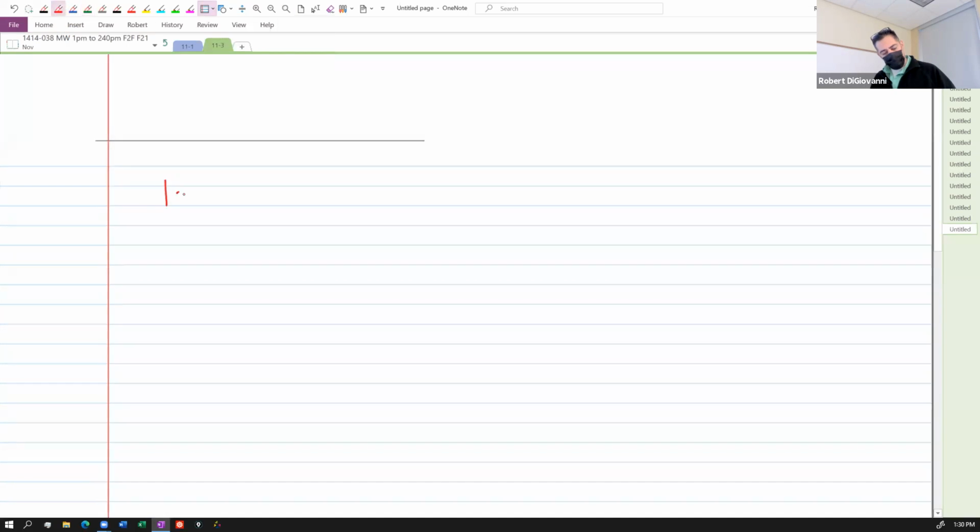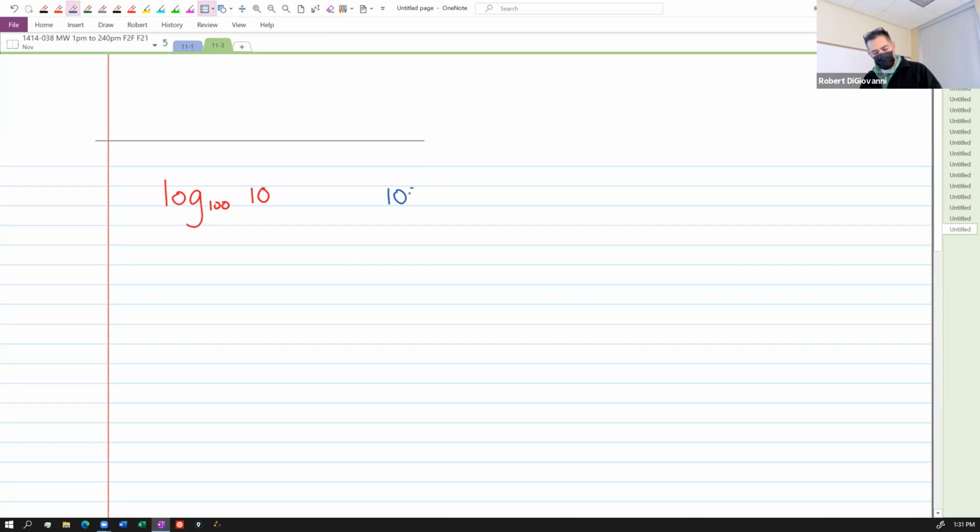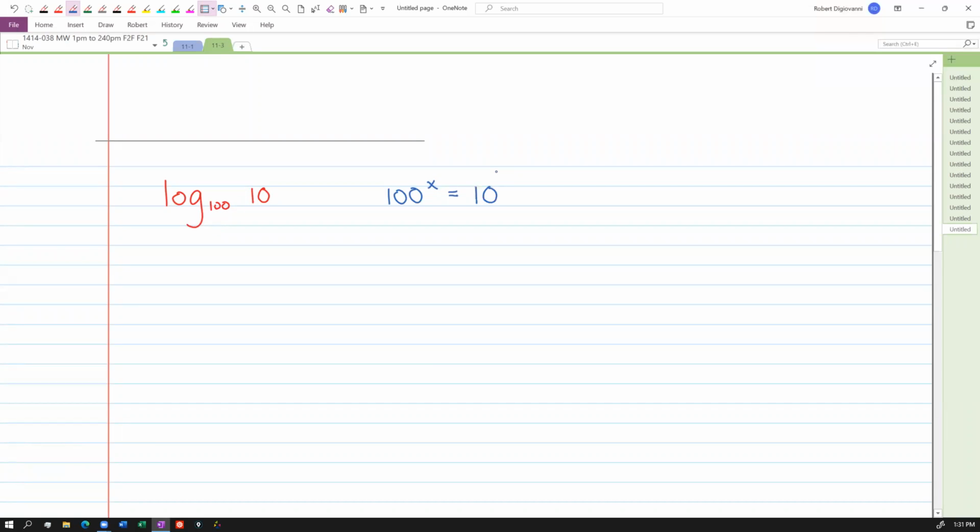How about this one? Log base 100 of 10. What is the question it's asking? Somebody at home, tell me what question this is asking. 100 to what power gives you 10, right? That's what it's asking. 100 to what power gives you 10?